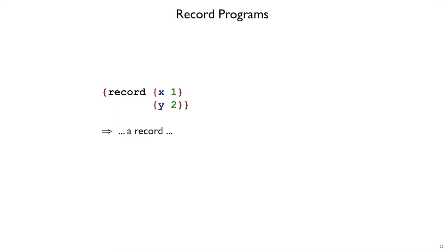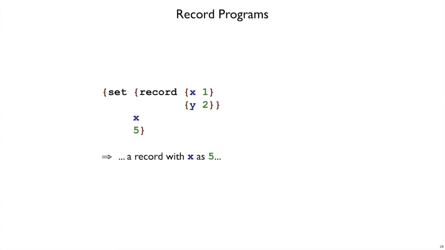Since record is an expression, it can be the whole program. So what happens if we evaluate just record x1, y2? Then we need to get some sort of record value back. So that tells us that we need to extend our value data type.